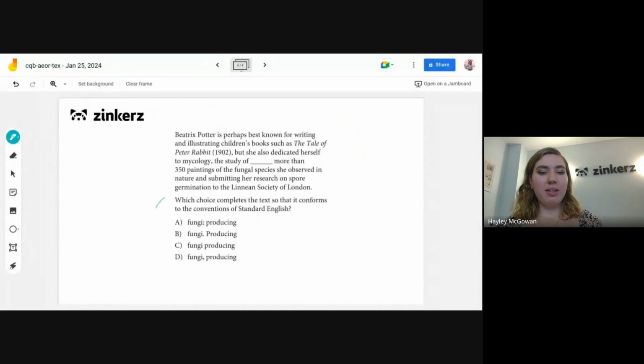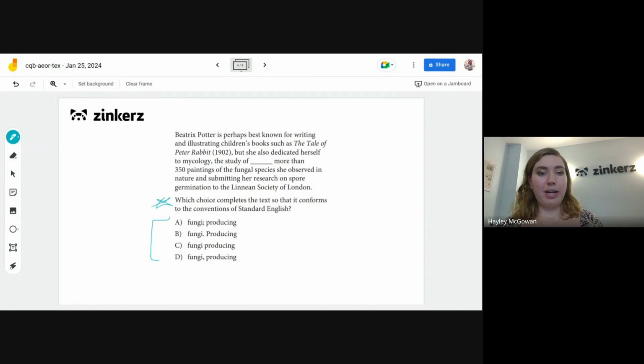All right, so for today, we have another writing question. Looking at our answer choices, the only difference we see between these options is the punctuation. This is going to be a simple punctuation question. So we're going to want to look at our sentence in question and think about whether we have dependent and independent clauses, and how the two clauses are related.